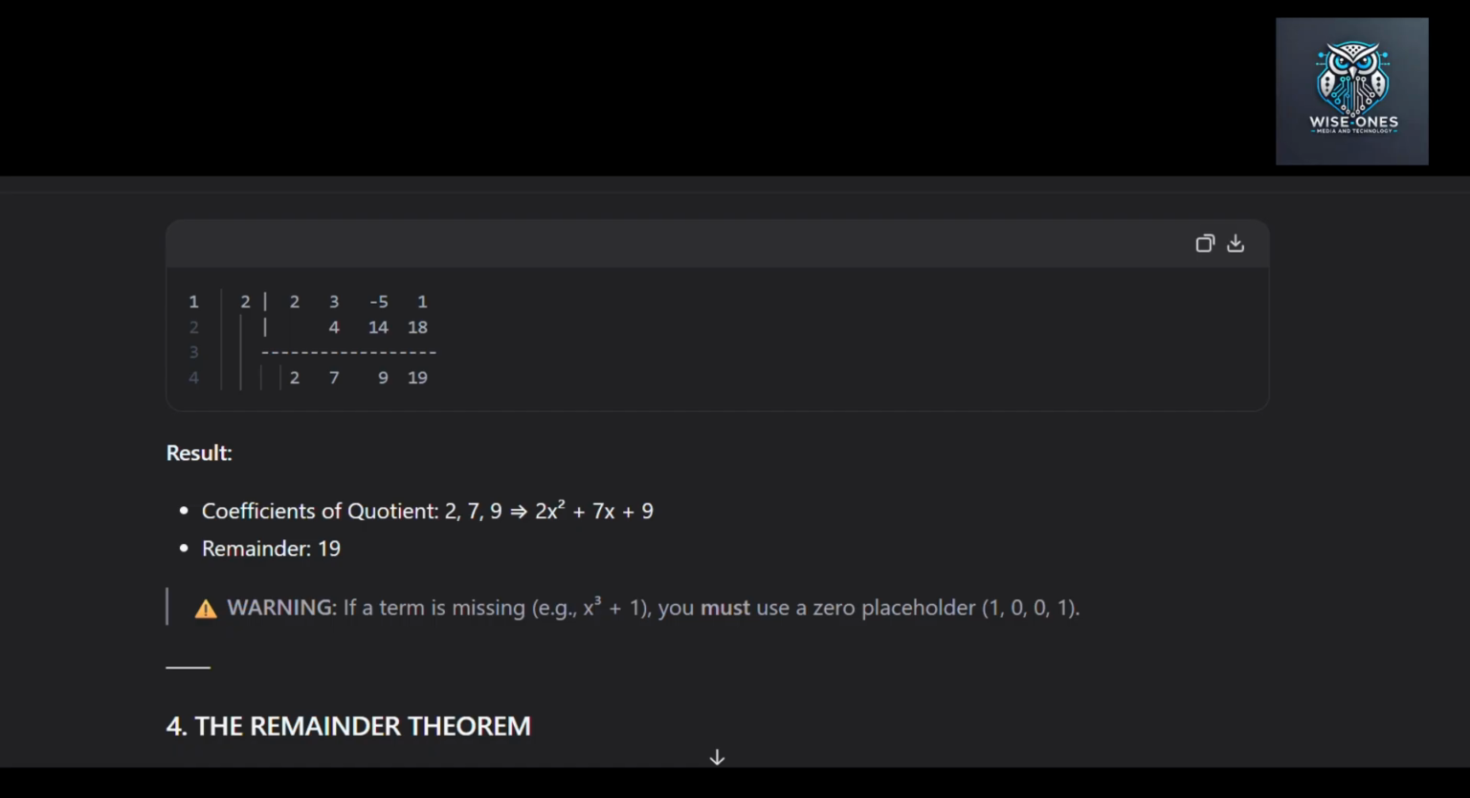I need to give you a warning. If a term is missing, for example, if you have x cubed plus 1, you must use a 0 placeholder. You would write the coefficients as 1, 0, 0, 1. Do not skip the zeros.